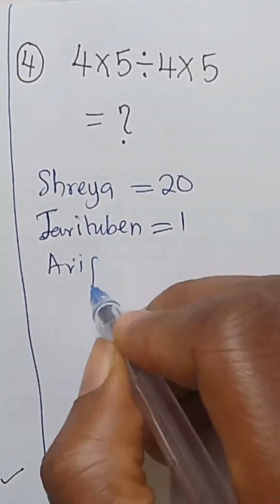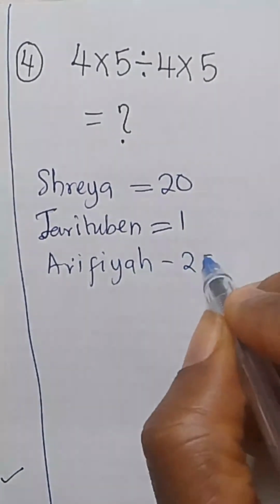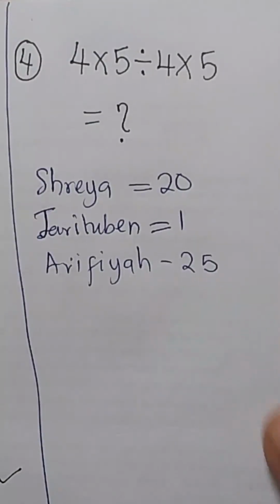Ari, Fia, 25. Okay, I've taken note of 25.